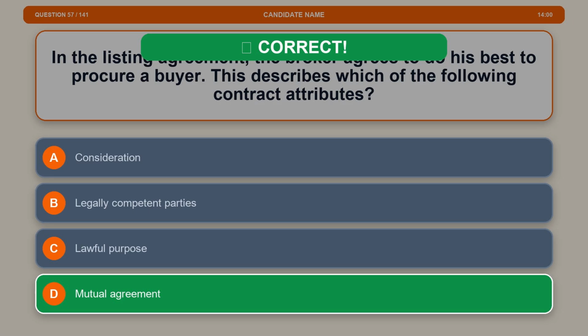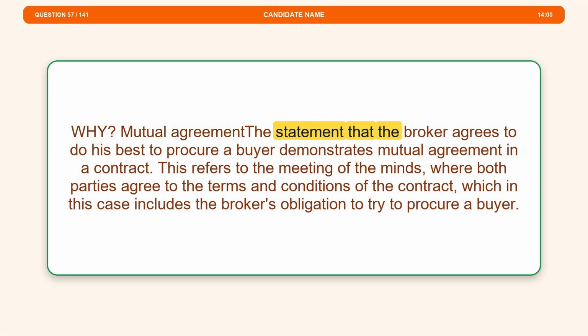The correct answer is option D, mutual agreement. That the broker agrees to do his best to procure a buyer demonstrates mutual agreement in a contract. This refers to the meeting of the minds, where both parties agree to the terms and conditions of the contract, which in this case includes the broker's obligation to try to procure a buyer.